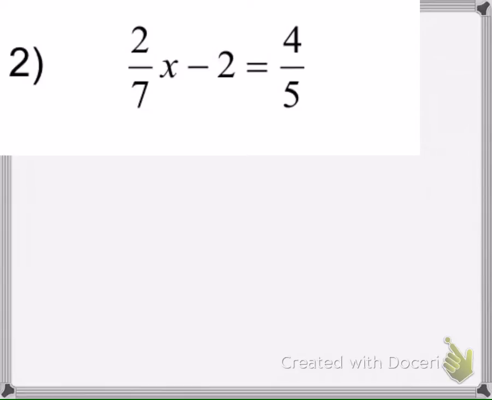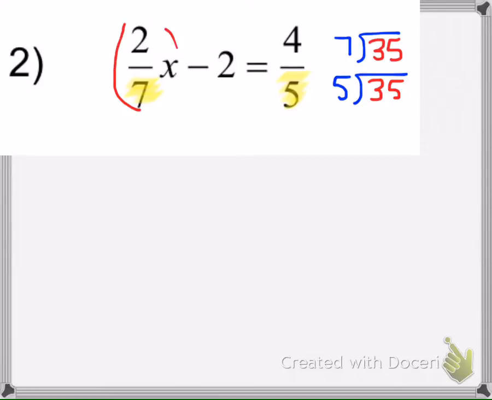So the first step, if we don't want to deal with the fractions, we take a look at what's in the denominator of the fractions. And we need to think of a number that 7 can go into and 5 can go into. There's many different numbers, but I'm going to go with 35. So that's how I know to multiply everything.